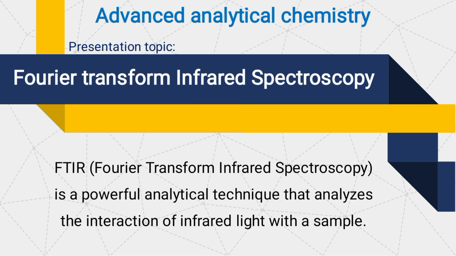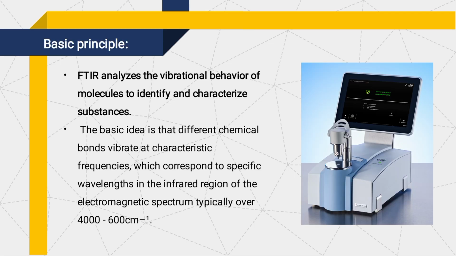So, FTIR is a powerful analytical technique that analyzes the interaction of infrared light with a sample. When IR light interacts with the sample, vibrational frequencies are produced, and this vibrational behavior of molecules is analyzed by the FTIR, and it helps to characterize different substances. The basic idea is that different chemical bonds vibrate at characteristic frequencies which correspond to specific wavelengths in the infrared region of the electromagnetic spectrum, and that usually ranges from 4000 to 600 cm⁻¹.